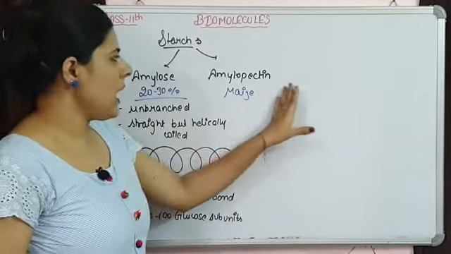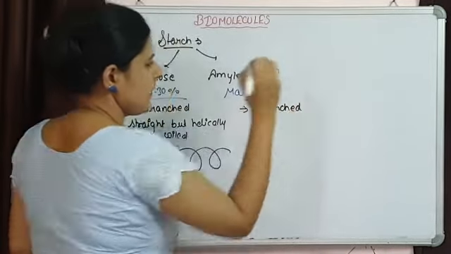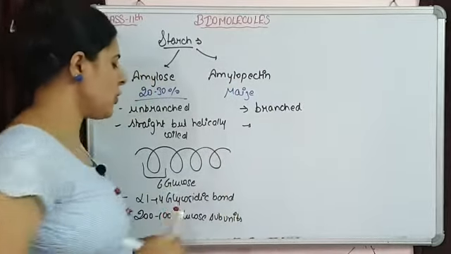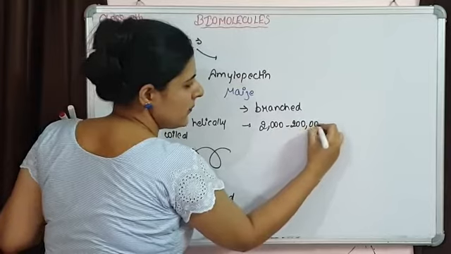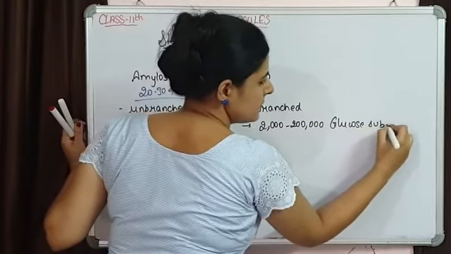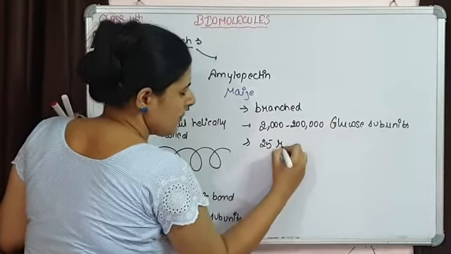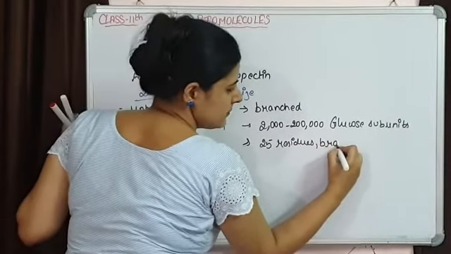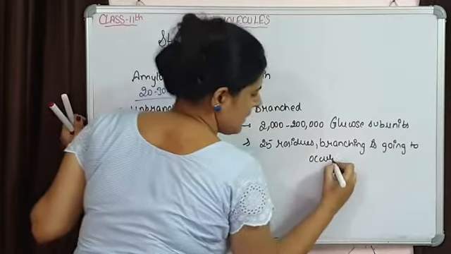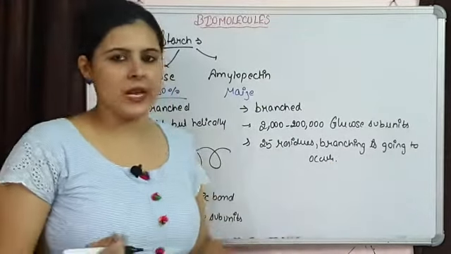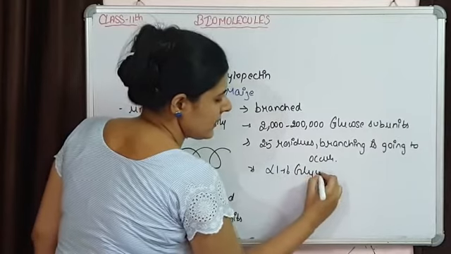Now let's come to the amylopectin. If we talk about amylopectin, they are going to be branched. Here branching occurs, plus the glucose molecules are very large in number. They have almost 2000 to 2 lakh glucose subunits. And almost after each 25 residues, branching is going to occur. So after every 25 residues, branching is present here, and the glycosidic bond is alpha 1,6 glycosidic linkage.